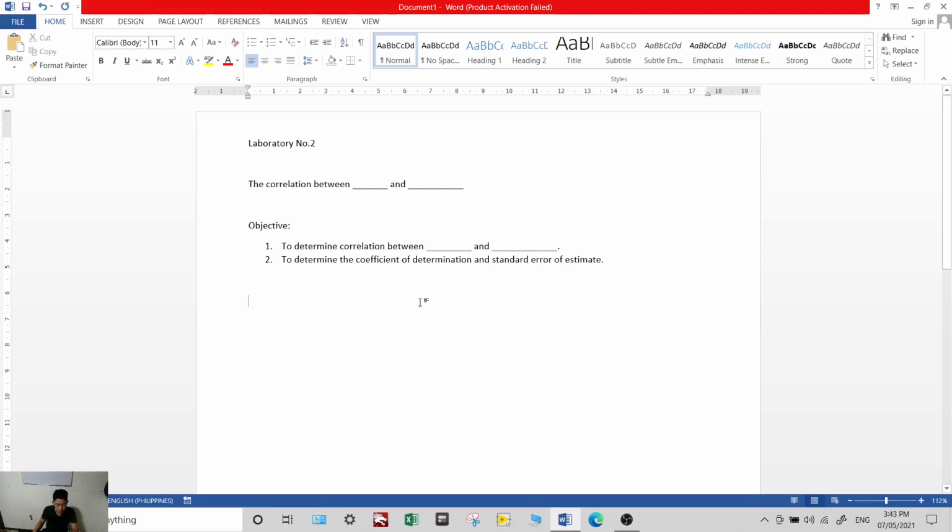Okay. So, unsa ni siya? What you're going to do, sample lang ng example. Example: dependent variable, current. Independent variable, dependent variable, power. Okay? Sample gani.